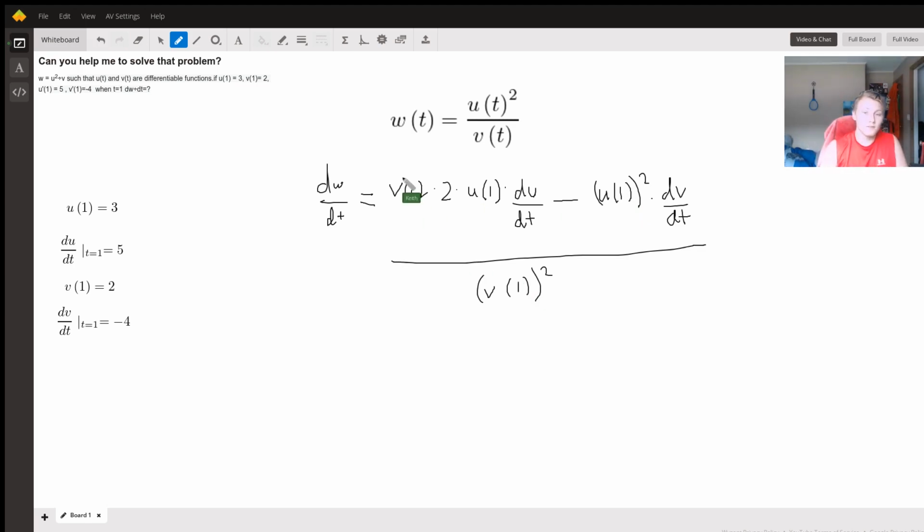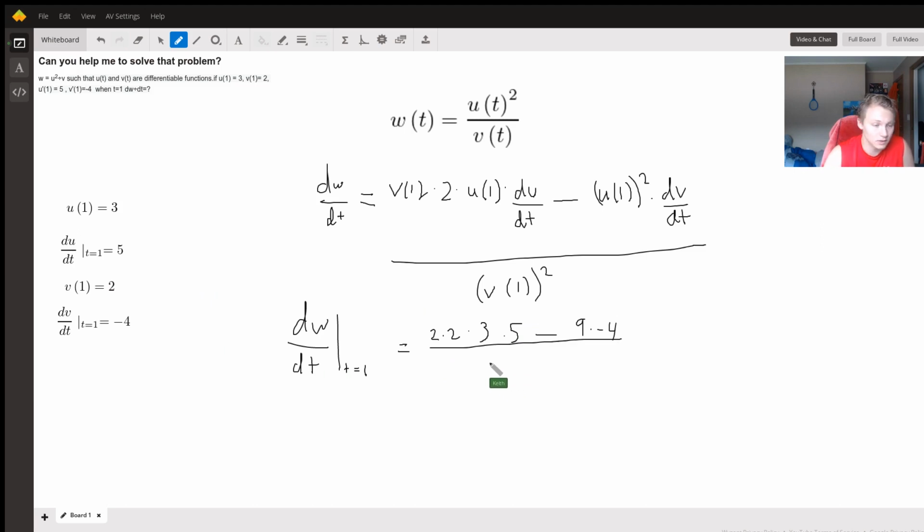Great. So the derivative of w with respect to t at t equals 1 can be given to us with this equation. So let's just start plugging things in. I've already written out in our form what this is going to look like. So dw over dt when t is equal to 1 is equal to, what's v at 1? Well, that's 2 times 2 times u at 1, which is 3, times du dt, which at 1 is 5, minus u squared at 1, which is 3 squared, which is 9, times dv dt at 1, which is -4, all divided by v squared at 1, which is 2 times just 2 squared, which is 4.